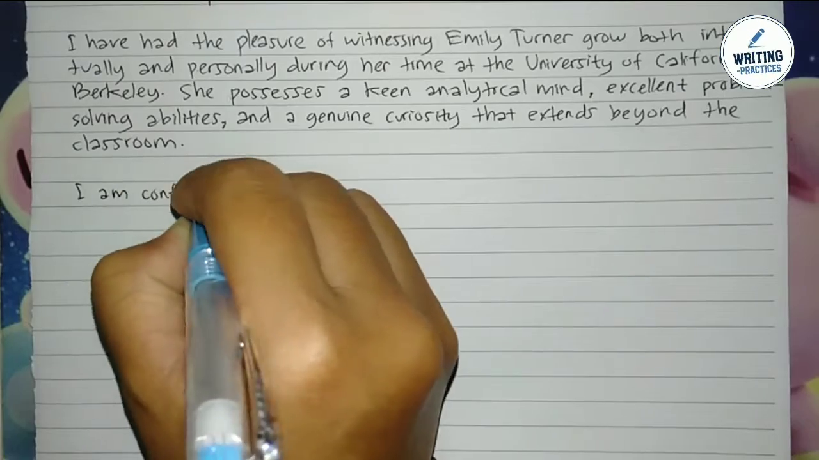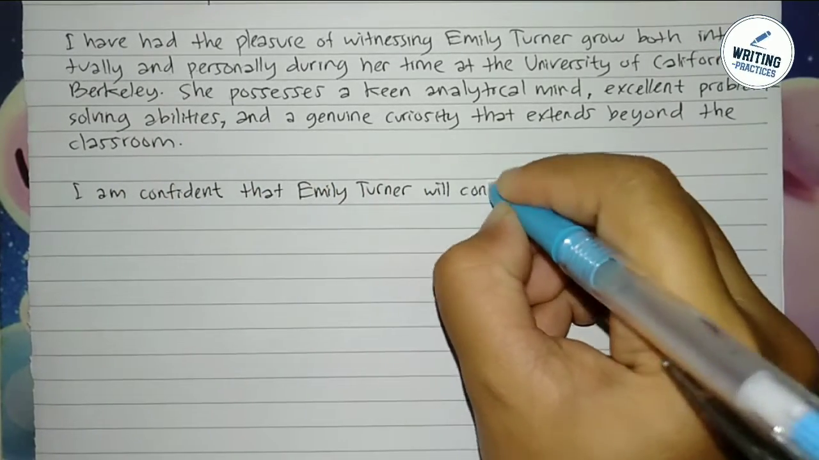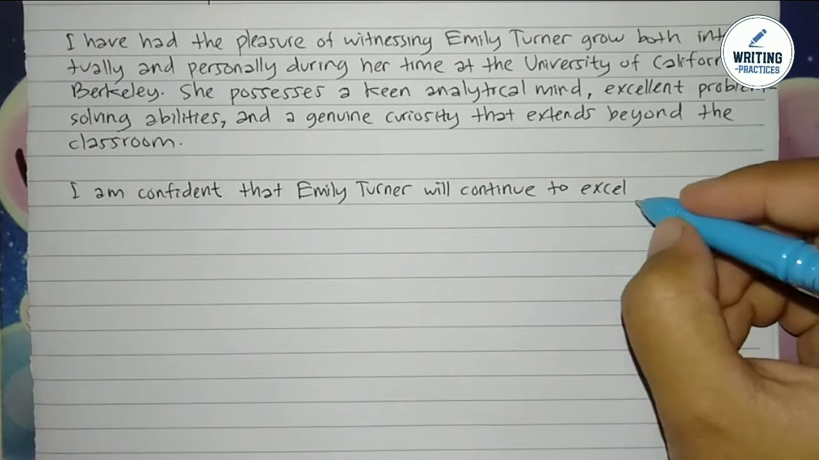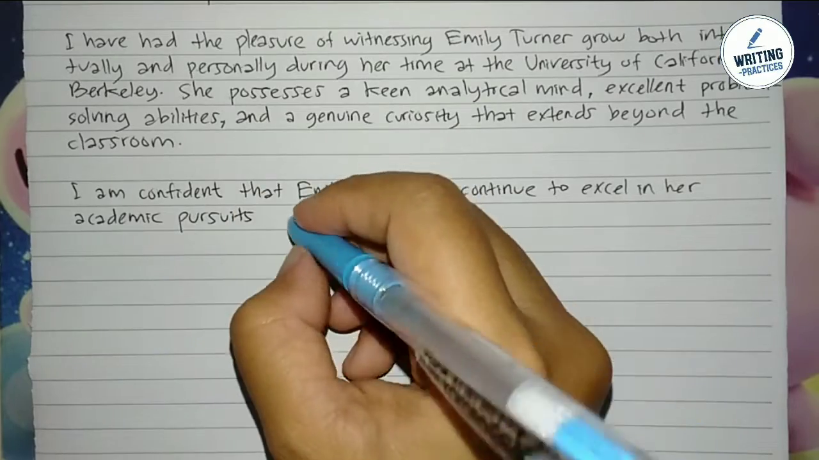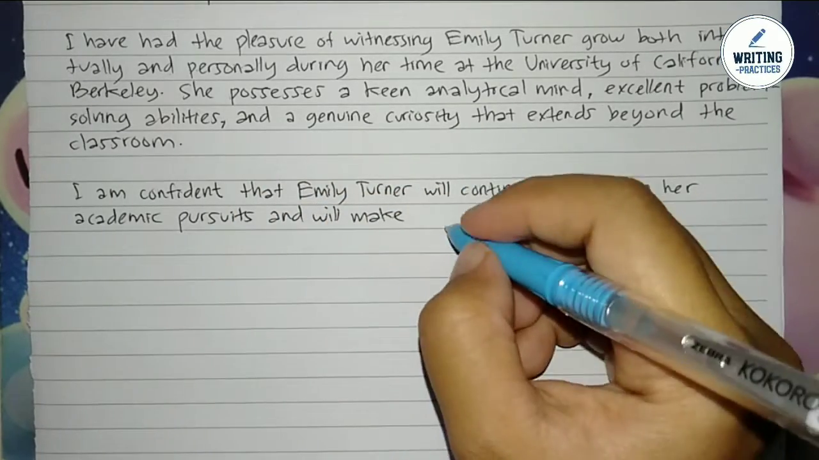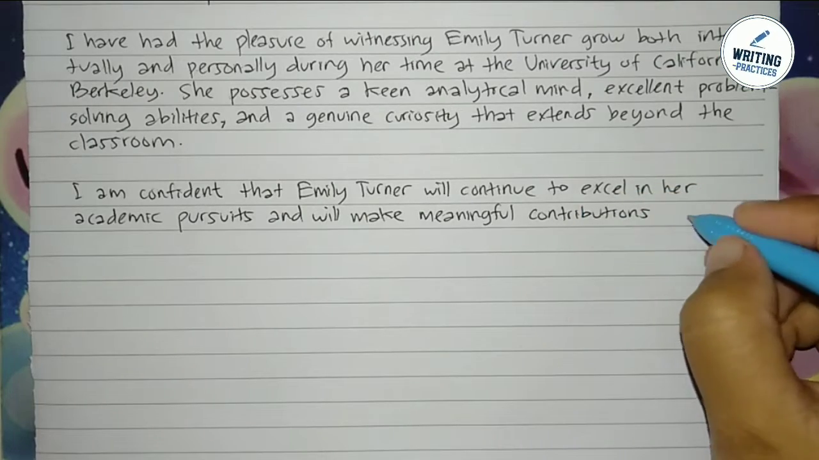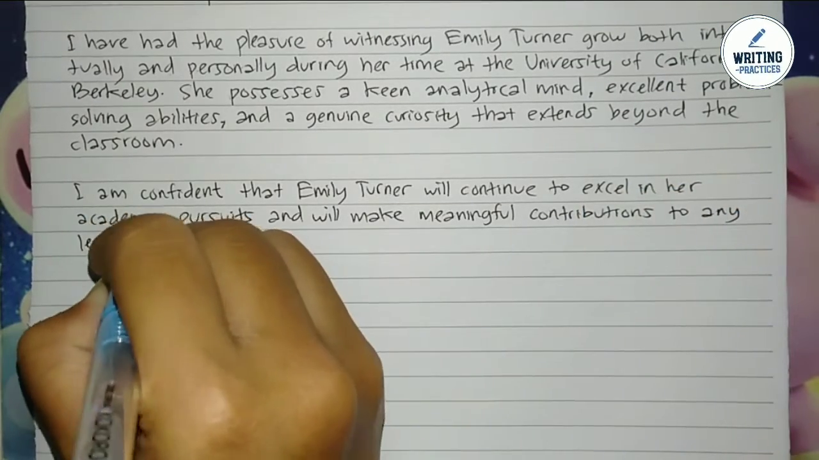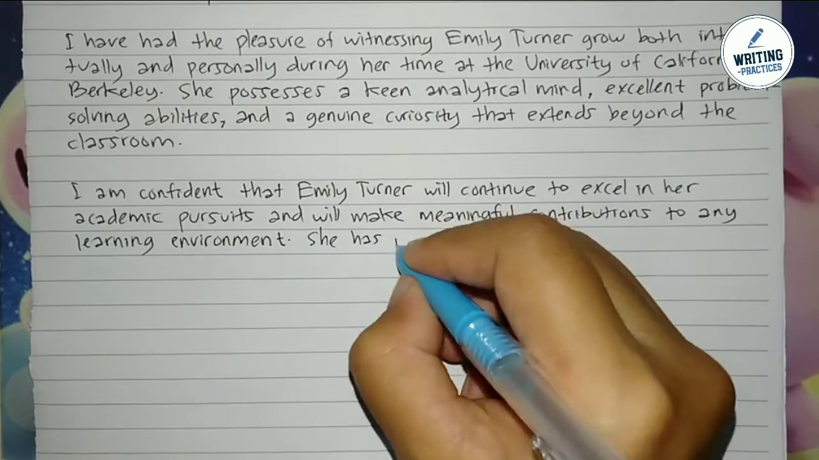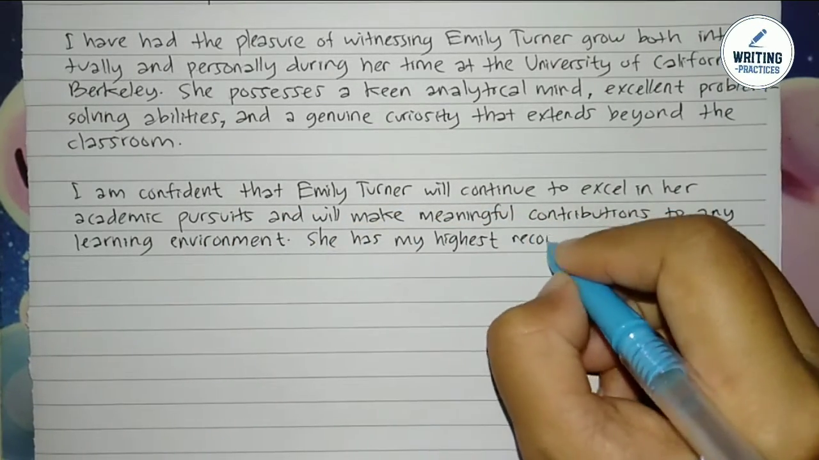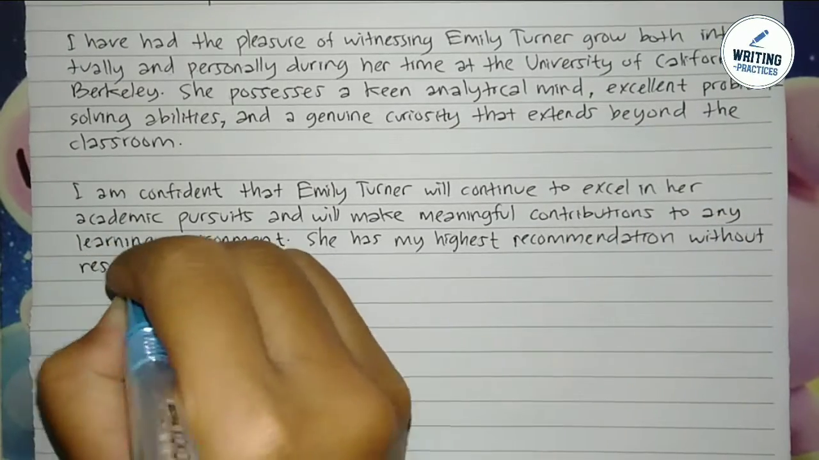In the fifth paragraph, this is where you talk about the student's confidence in future success. Of course, you must state confidence in your student's continued academic success. And for example, you may write it this way. I am confident that Emily Turner will continue to excel in her academic pursuits and will make meaningful contributions to any learning environment. Still in the same paragraph, give a strong recommendation for the student's suitability in any learning environment. You can impressively write, she has my highest recommendation without reservation.